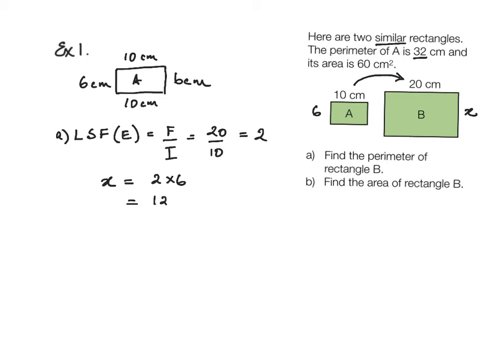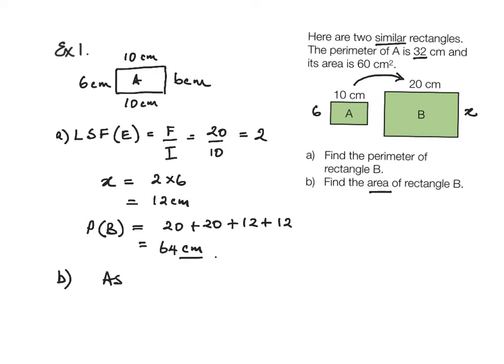So x is 12 centimetres, and the perimeter of shape B is going to be 20 plus 20 plus 12 plus 12, and that equals 64 centimetres. Now the part that really interests us is to do with area. So the area scale factor is the linear or length scale factor squared. Now we know that the length scale factor, linear scale factor, is 2, so 2 squared is 4.